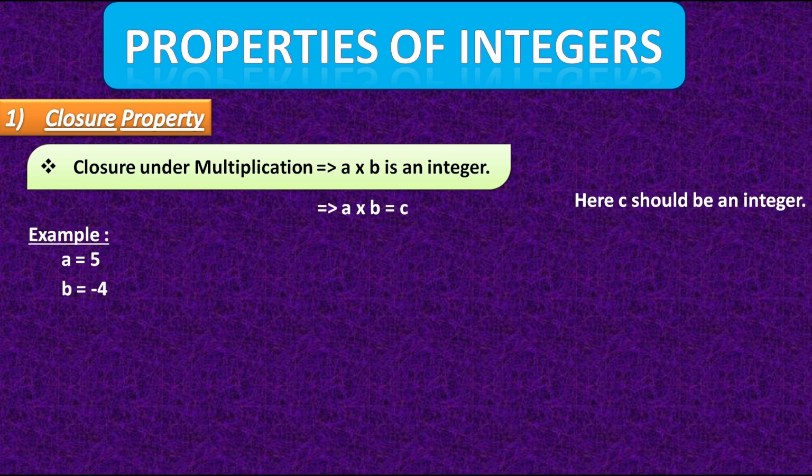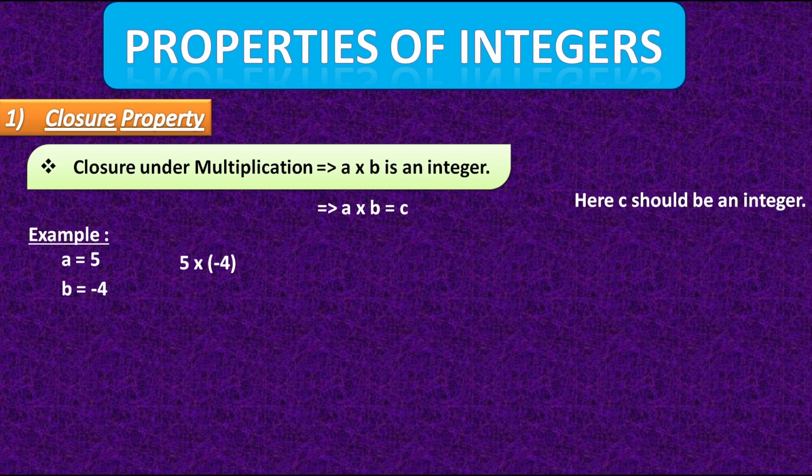So let's multiply these two integers, 5 into minus 4. Now the rule for multiplication says that we have to directly multiply the numbers by assuming that they are whole numbers. So 5 fours are 20.